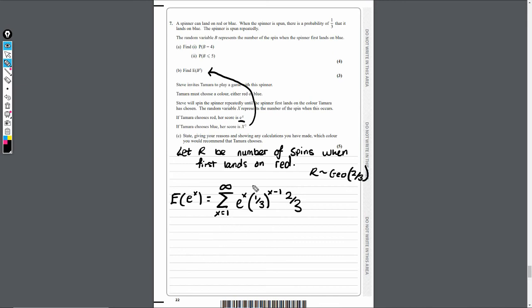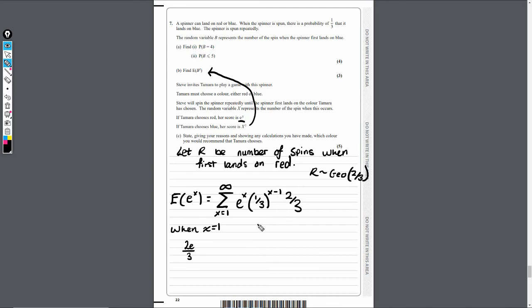So now, we've got to evaluate this summation. So this looks tricky on paper, but if you're ever unsure how to calculate a summation, just write down a few terms and see if you can spot the pattern, what's going on. So let's just let x be equal to 1. So when x is 1, what do we get? Well, I'm going to get e to the 1, so that's just e times 1 over 3 to the 1 minus 1, so that's a third to 0, so that's 1 times 2 over 3. So what I'm going to get is 2e over 3.